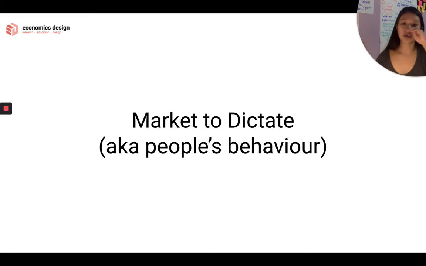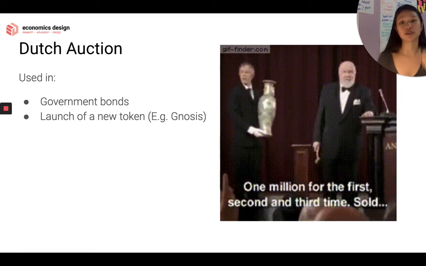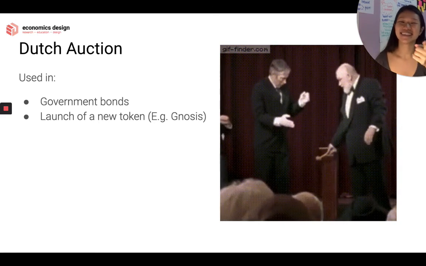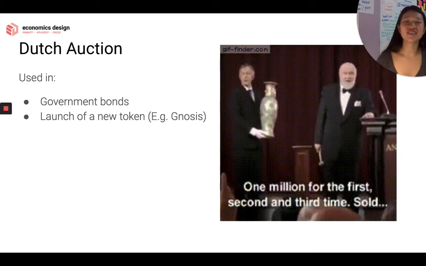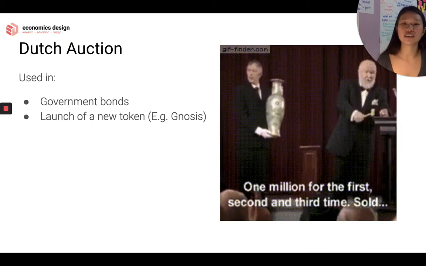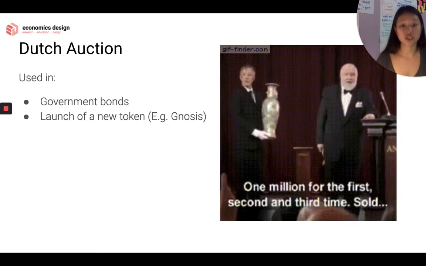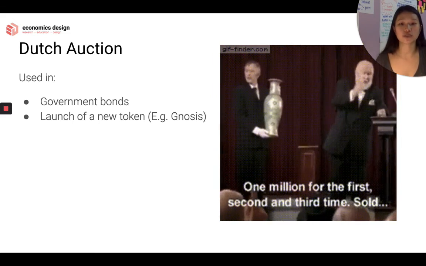Okay, and now we're going to look at getting the market to dictate. So we want to understand people's behavior. So one method is Dutch auction. That is like super funny. But one way is Dutch auction. Dutch auction is being used in government bonds, and some projects like Gnosis and Algorand use that as well.